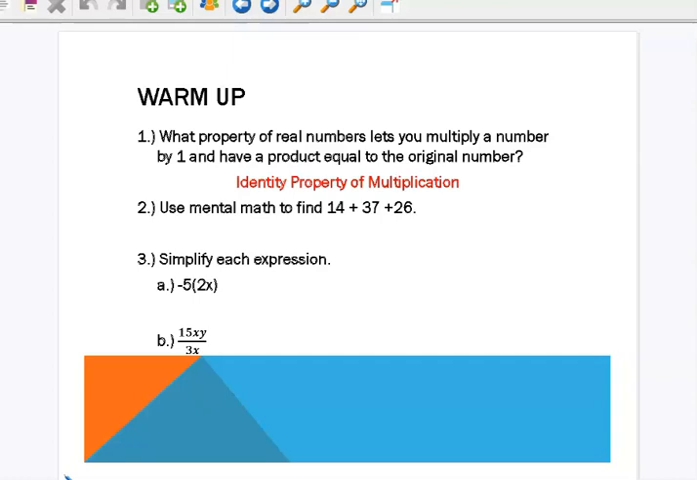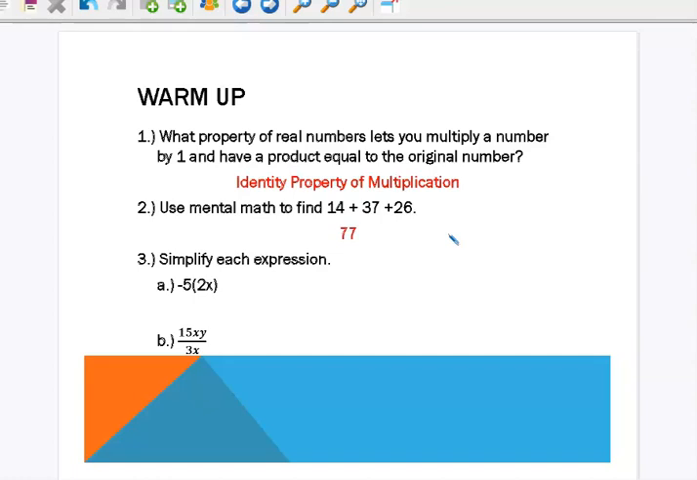Number 2 is asking us to use mental math to answer this question. Now, when I look at this problem, I'm looking for things that are kind of like what we call anchor numbers. So for me, a couple of anchor numbers are here, 14 and 26. And I know if I put those together, I'm going to get a number that is a factor of 10. Okay, so 14 plus 26, that's 40. Then I will add the 37 to that. And that's an easier process for me to do. So when I add those together, I'll end up with 77.